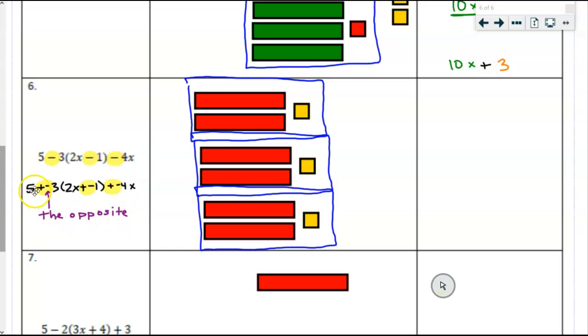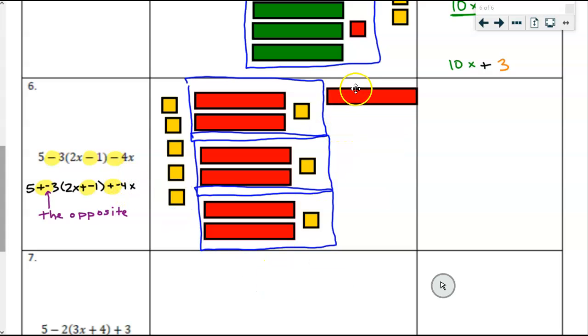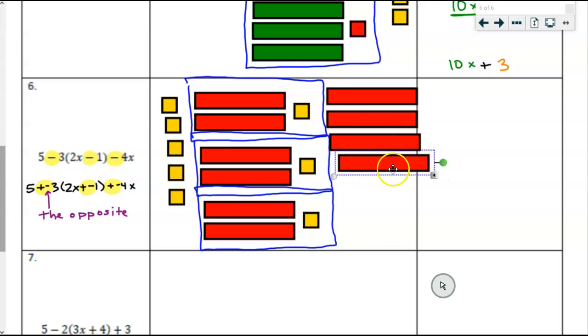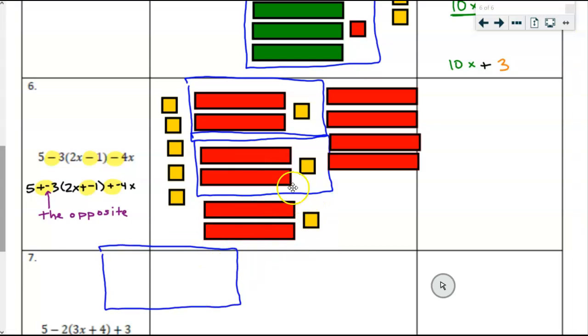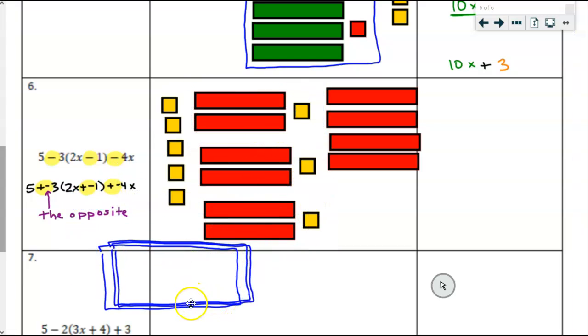Now we can continue modeling. We're adding 5 at the beginning, so I'm going to include 5 unit tiles here. And at the end, 4 negative x tiles. And again, now that it's modeled, we modeled the groups, we modeled the correct number of groups, we even modeled turning all of the groups to their opposite. Now we don't have to worry about the groups anymore. We can get rid of those groups and move things around and count up what we have.